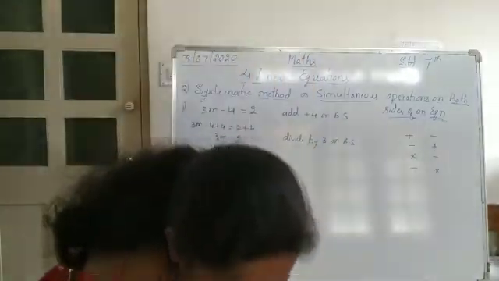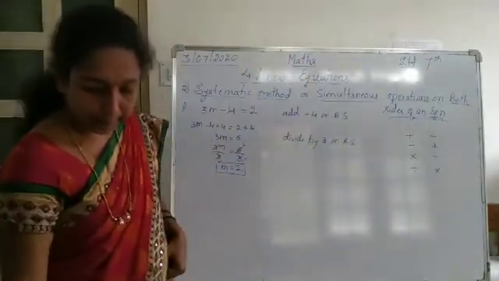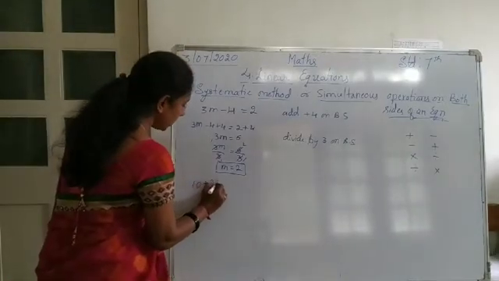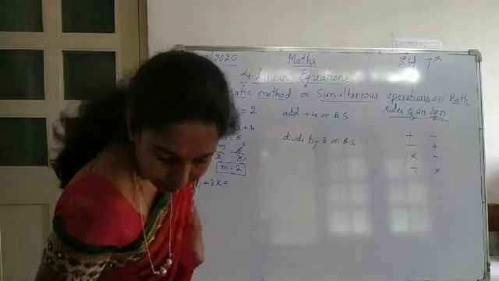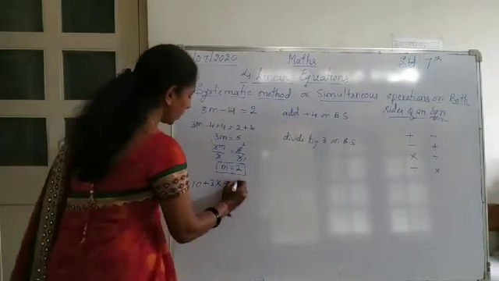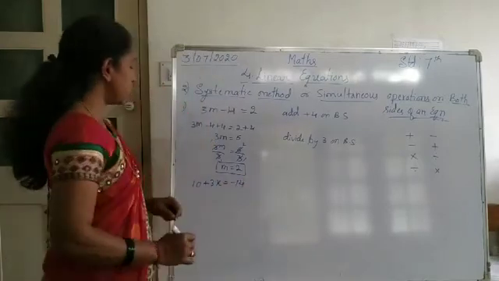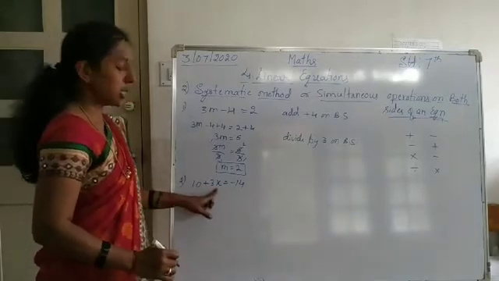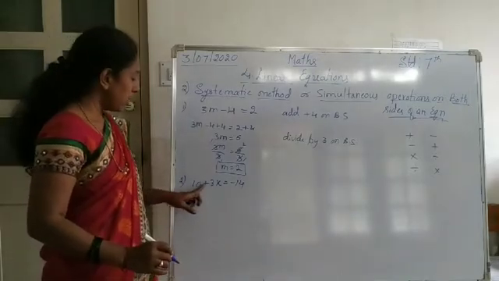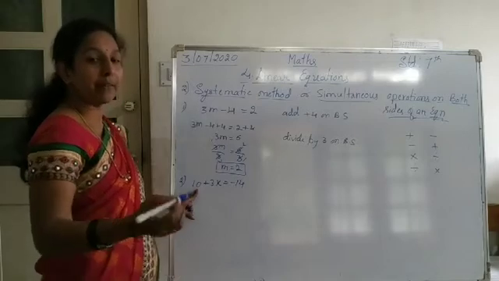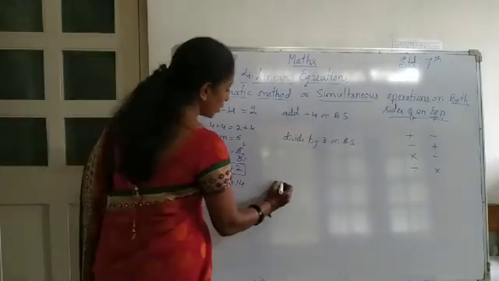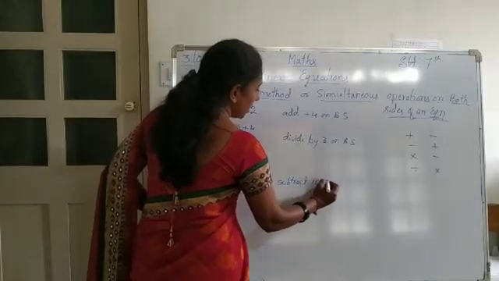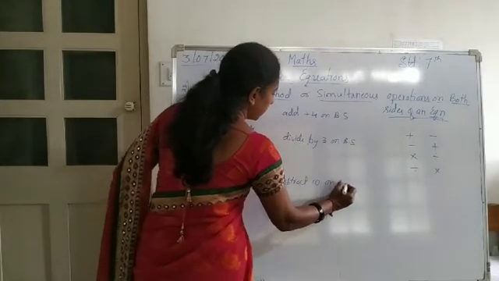Okay, so let me take one more example. 10 plus 3x is equal to minus 14. Okay, so this is the second one. So here, the variable is in the LHS part. So here plus 10 is there. What I have to do now? Subtract. So subtract 10 on both the sides.